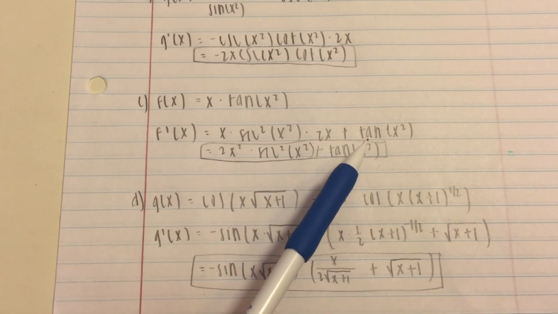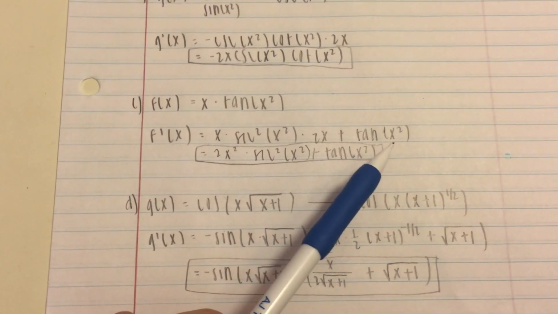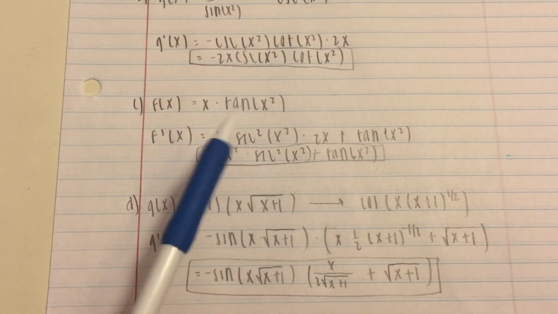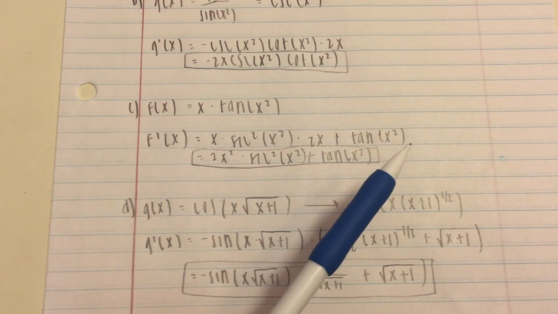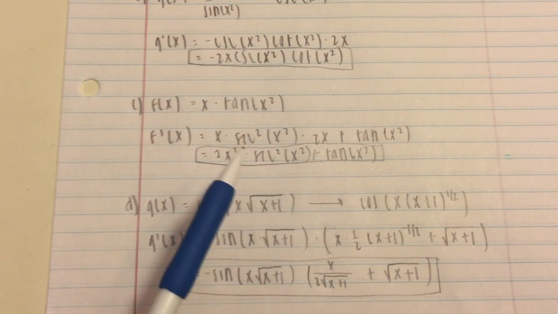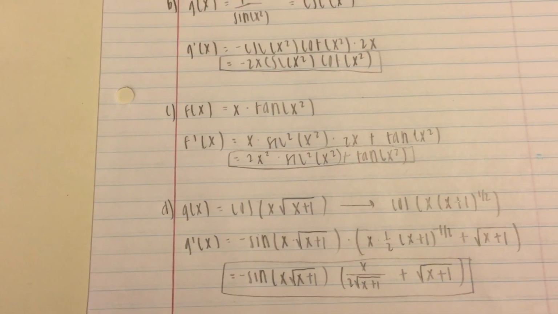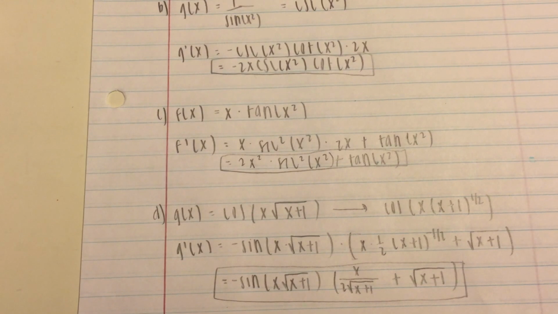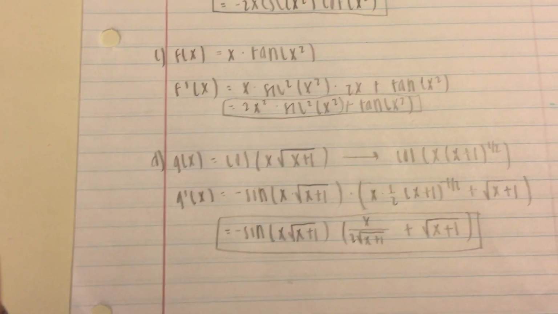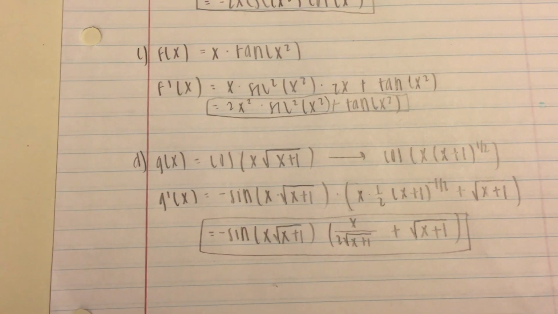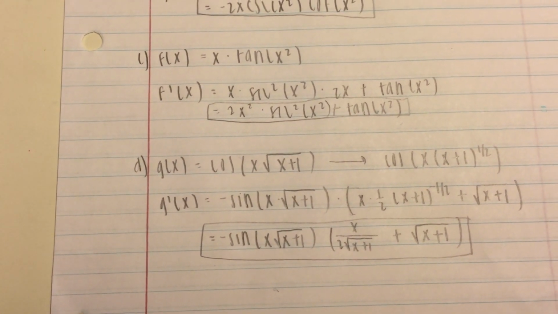Now we add the second, tangent of x squared, multiplied by the derivative of the first. The derivative of x is 1, but we don't actually have to put that down. When you combine that together, you get 2x squared times secant squared of x squared plus tangent of x squared as the answer. And then for the last one, D, we have g of x equals cosine of x times root x plus 1.